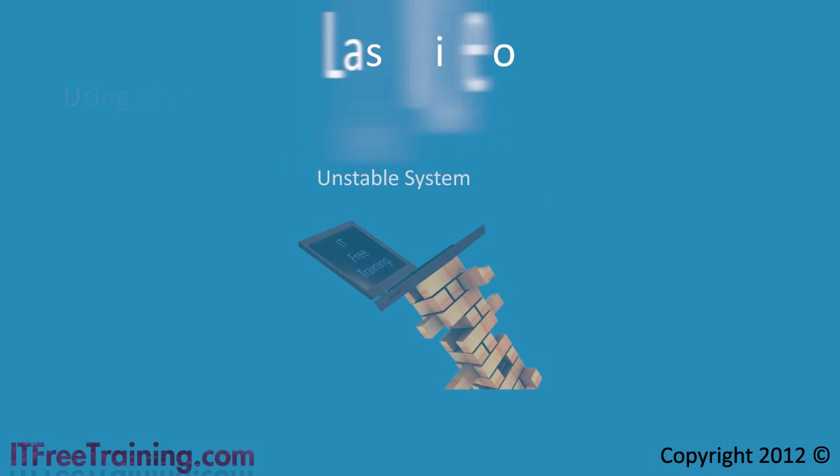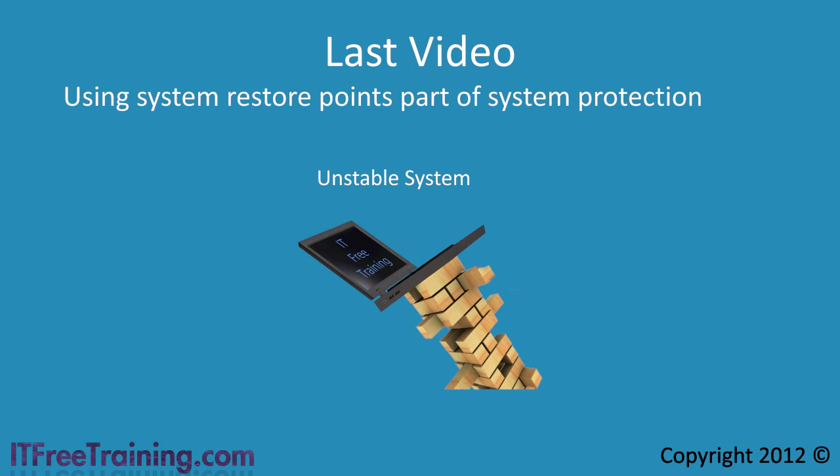In the last video, I looked at how system protection in Windows 7 could be used to recover your system when it became unstable or you had software or drivers that you could not uninstall. In this video, I will look at how system protection can be used to recover documents, either documents you have deleted by mistake or want to undo a change.